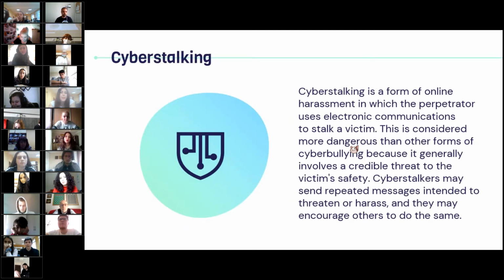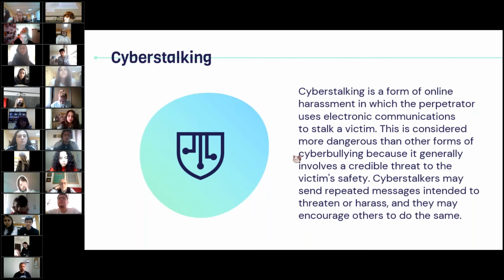Cyberstalking. Cyberstalking is a form of online harassment in which the perpetrator uses electronic communications to stalk a victim. This is considered more dangerous than other forms of cyberbullying because it generally involves a credible threat to the victim's safety. Cyberstalkers may send repeated messages intended to threaten or harass, and they may encourage others to do the same.